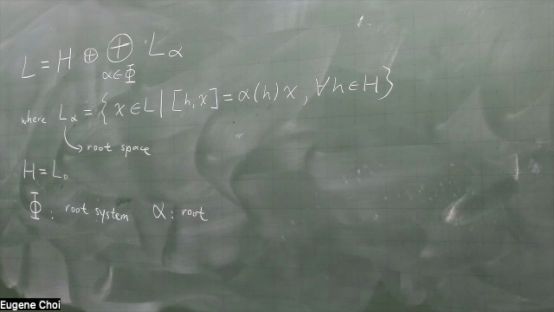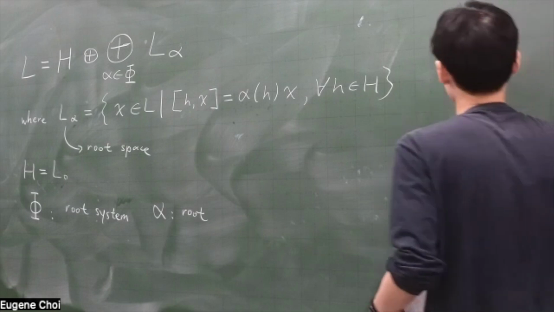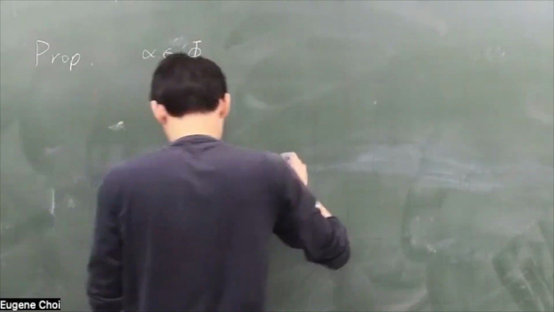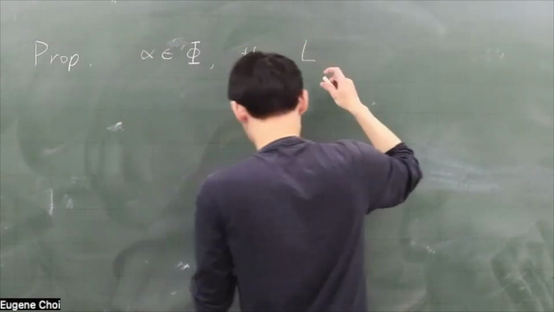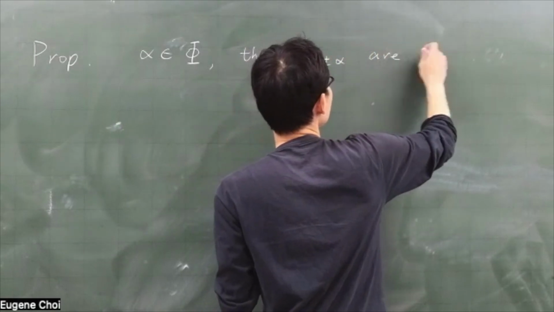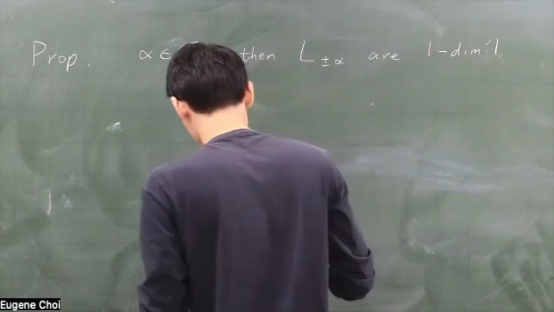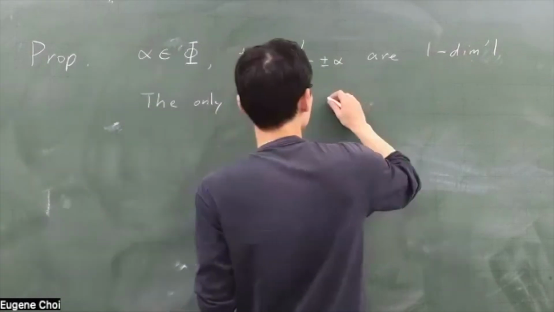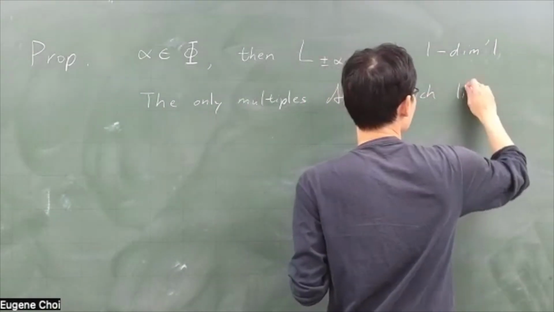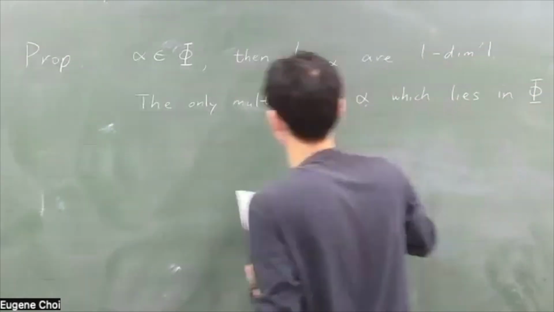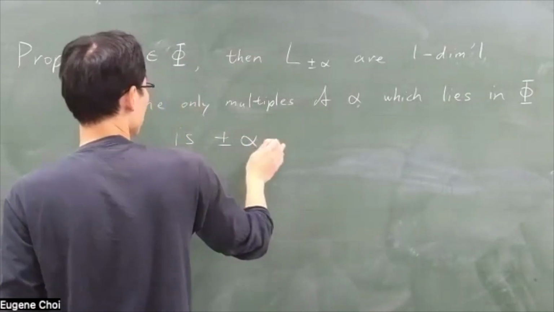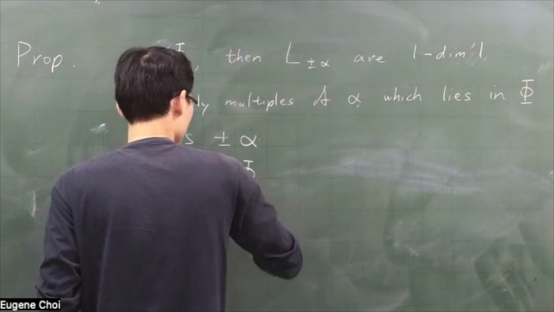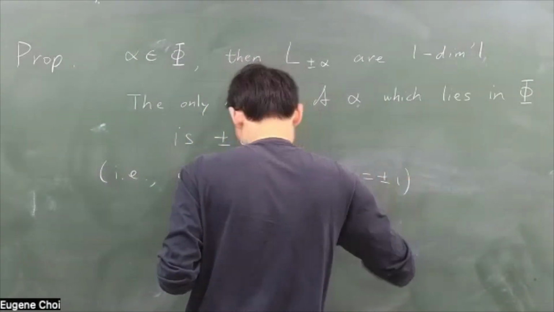So a very important proposition, maybe I should write it down: given the root alpha, then L_{plus minus alpha} are both one-dimensional. And the only multiples of alpha which lie in the root system Phi are plus minus alpha. So in other words, if I have, say, c alpha also in the root system, then c is plus minus 1.